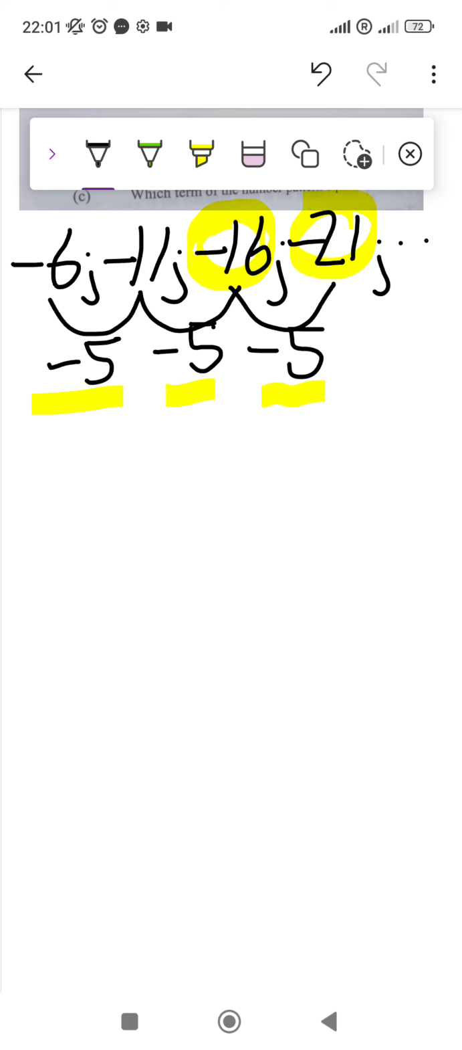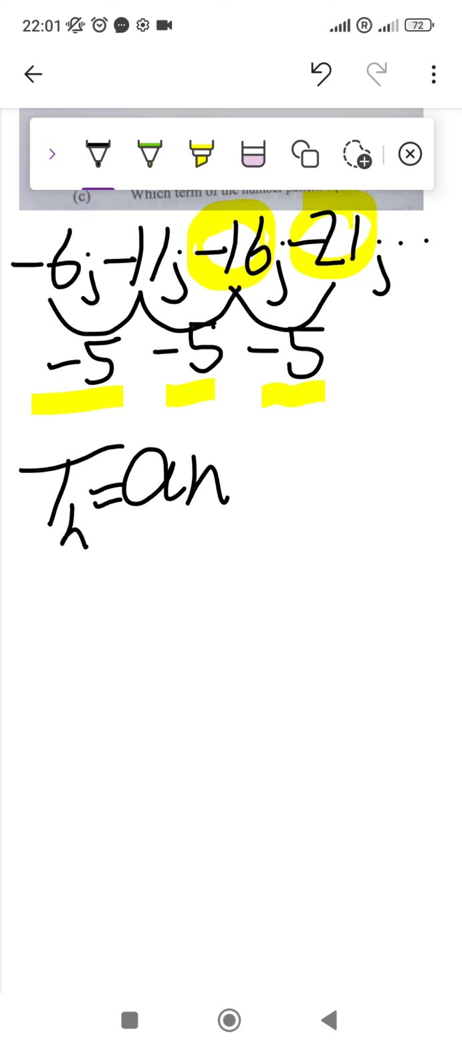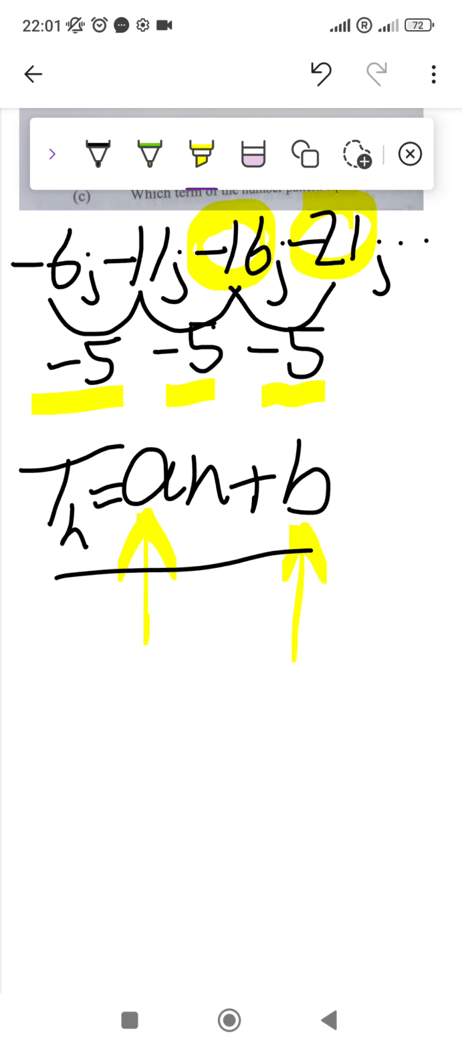And because this is arithmetic, we know that we can go with Tn equals An plus B. We know that we can write this because it is arithmetic. So now we just need to figure out what the A is and what the B is, because A and B, those are my unknowns, right? Tn and n, those are my variables.